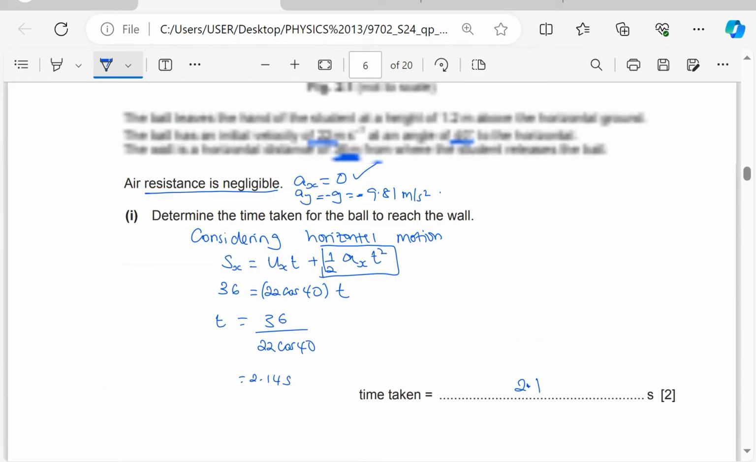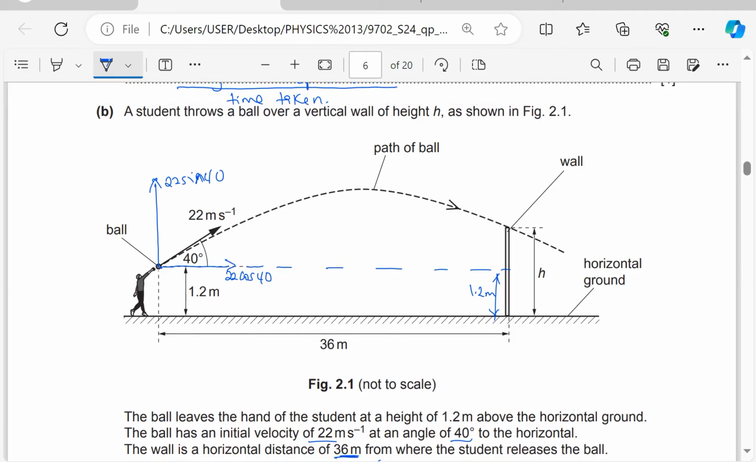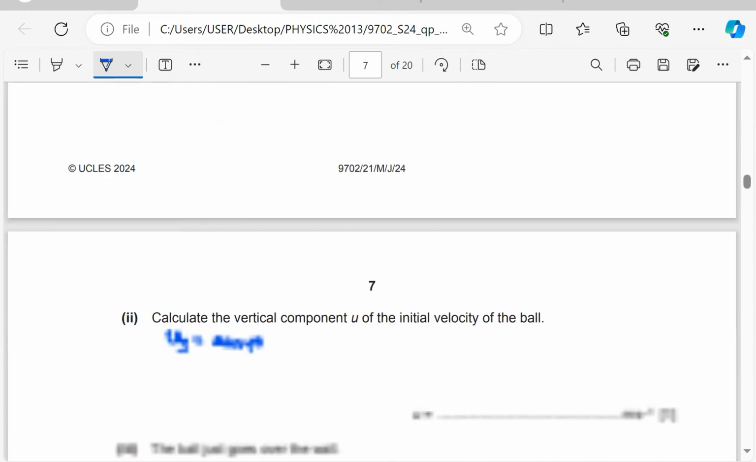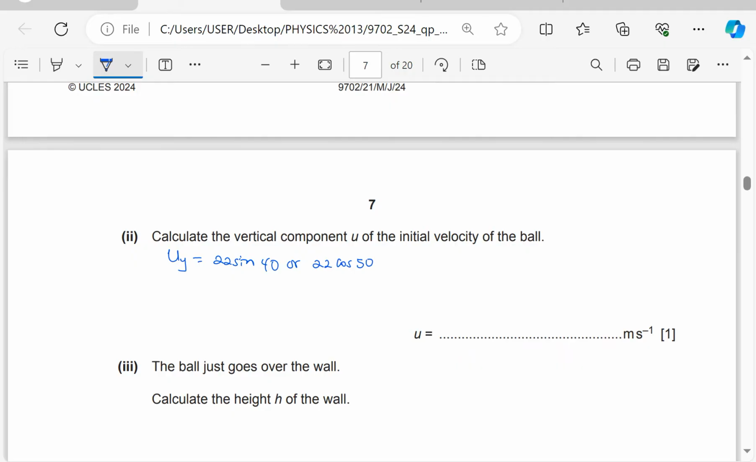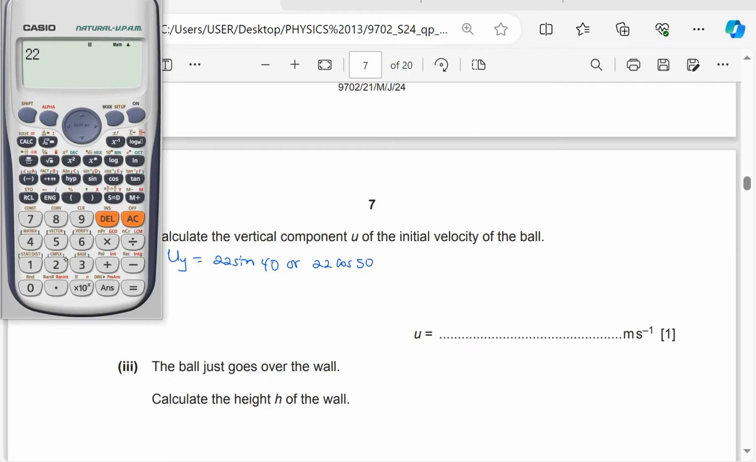Why do I use cos? Because if you consider this angle here, this is 50 degrees. So when I take 22 to the vertical using 50, it will be 22 cos. So what is that answer? 22 sine of 40.